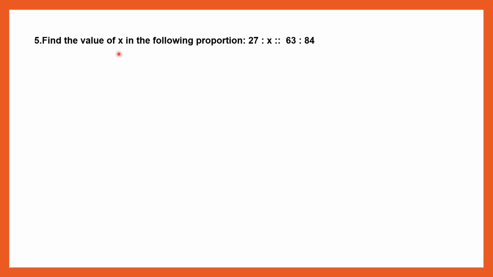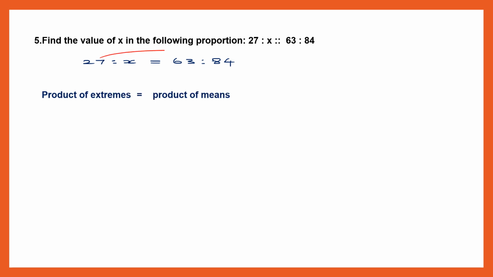Question 5. Find the value of x in the following proportion. So let's write that out here. So we have 27 is to x is proportionate to 63 is to 84. So here it already says that they are in proportion. So now we have to find the value of x. So let's apply this. Product of extremes is equal to product of means. So these are the extremes and these are the means. So 27 into 84 should be equal to x into 63.